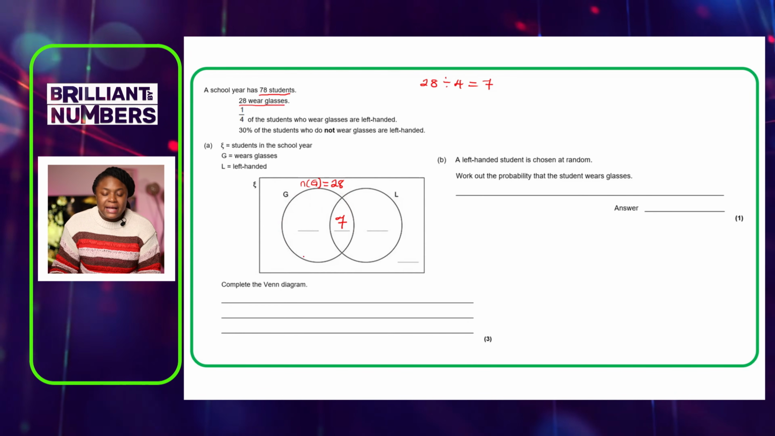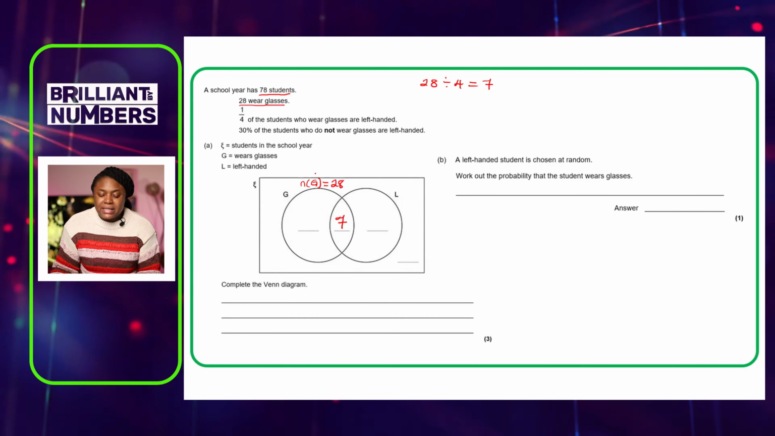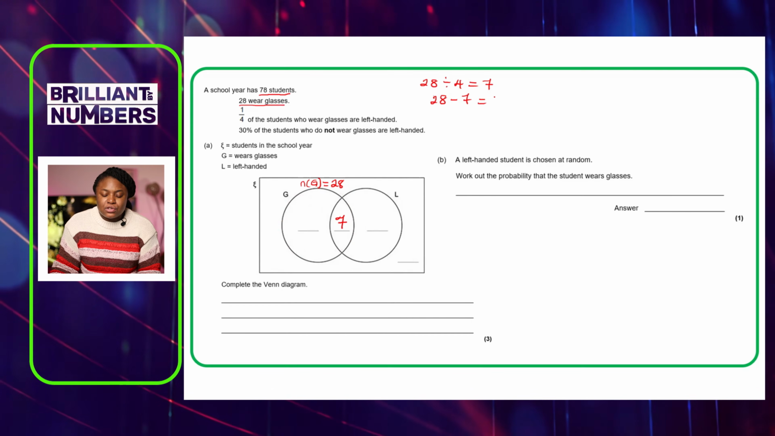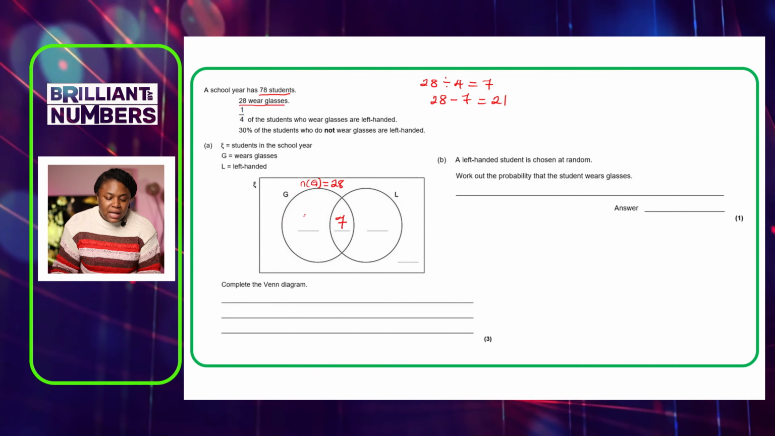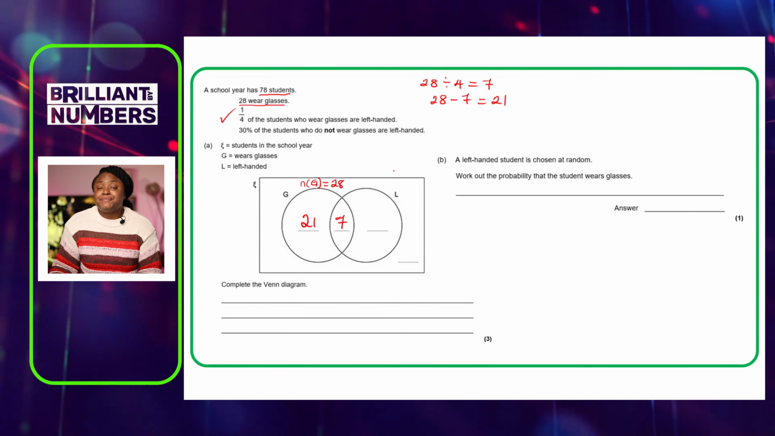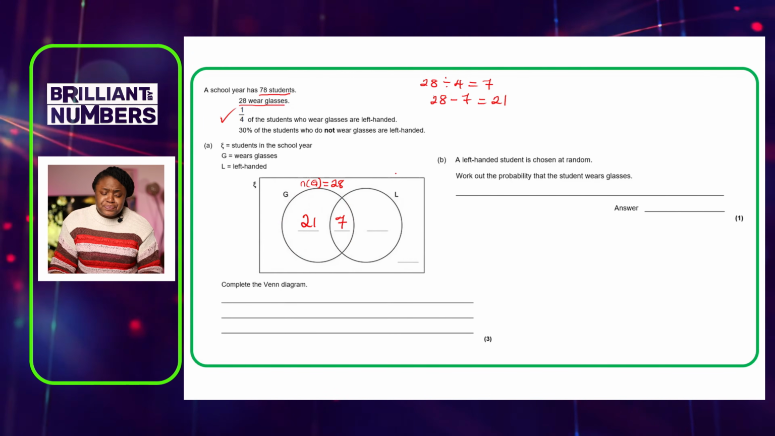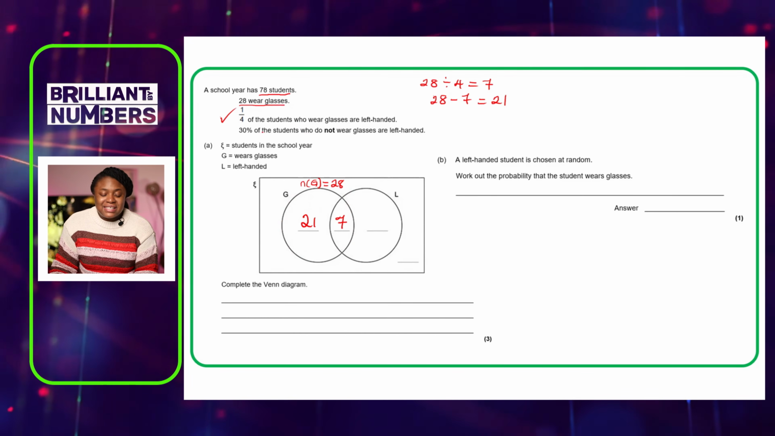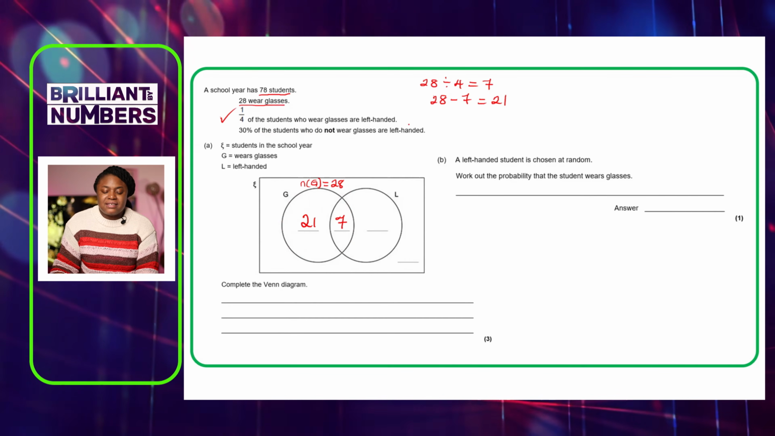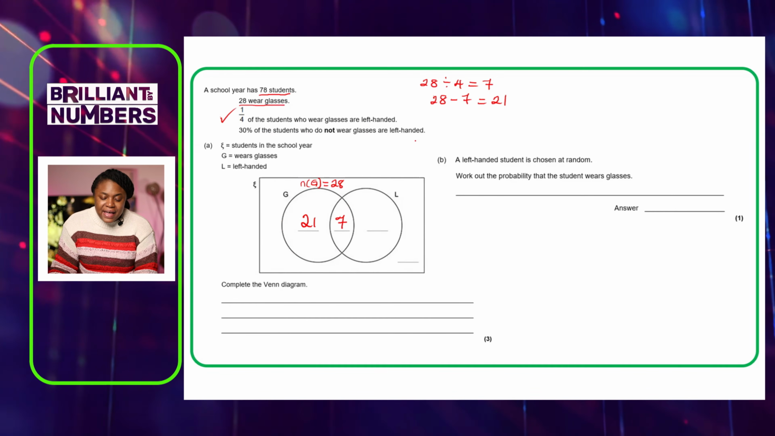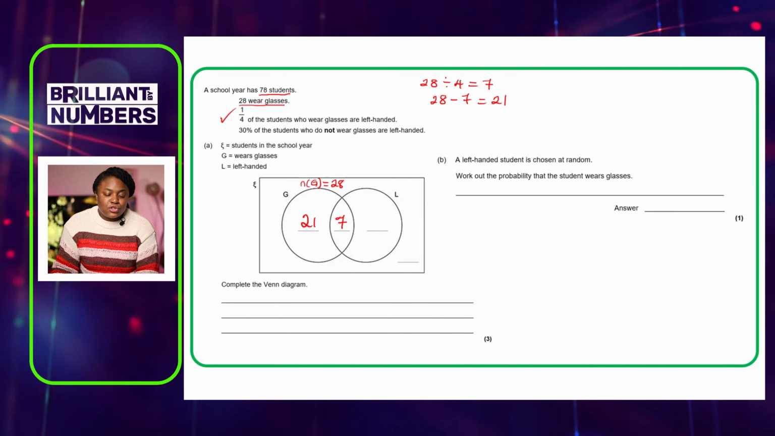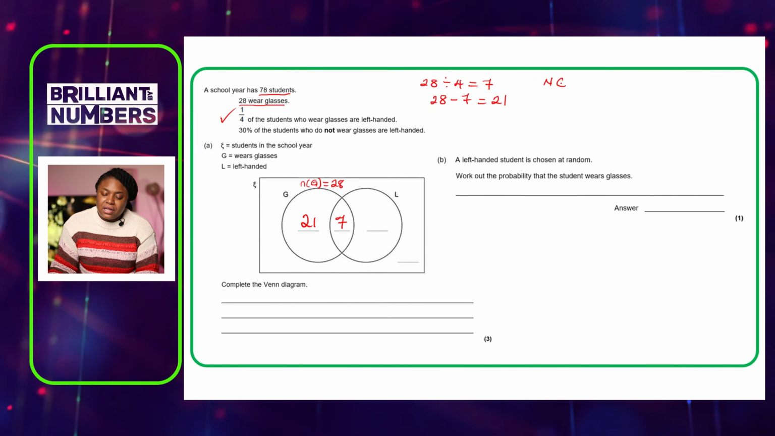Now, we can also go ahead and fill in glasses only because we know the total in this circle for G altogether should be equal to 28. So 28 take away 7 is equal to 21. So we put that here. So let's just tick off what we've done already. We've done this bit here. Beautiful. Now, the next part of our information says that 30% of the students who do not wear glasses are left-handed. Therefore, I need to find out the students who do not wear glasses. So to do that, so I'm just going to write no glasses.